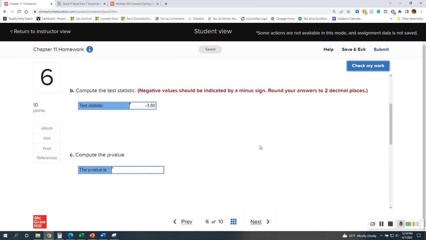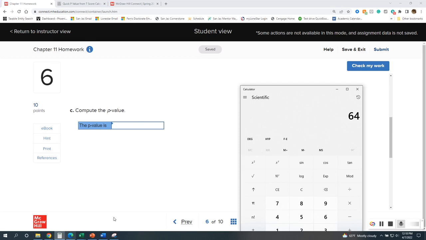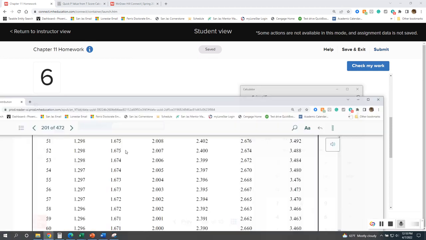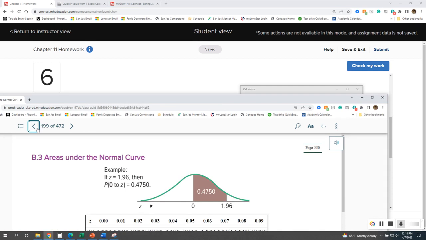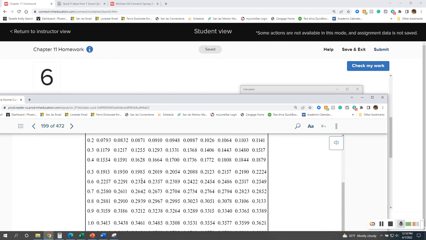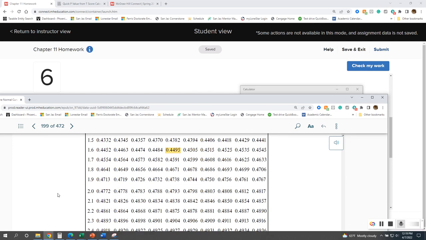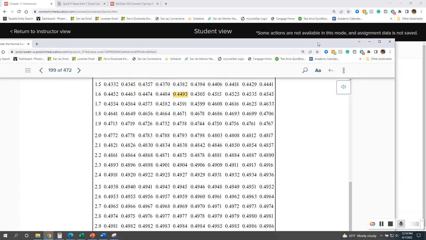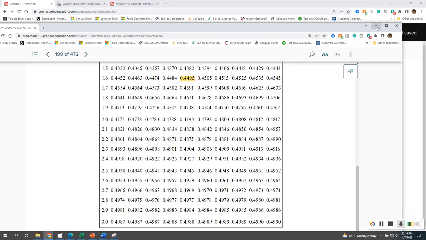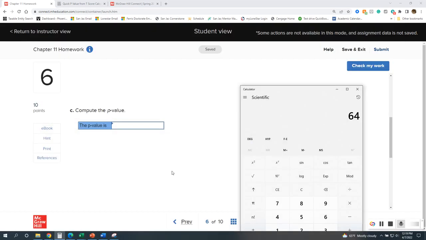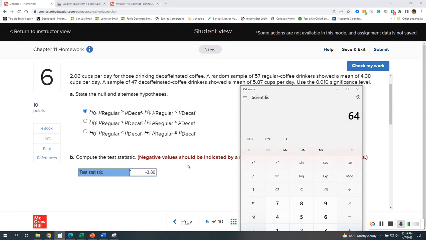Okay, now it's time to compute the p-value. Since this is a z chart, this one's a little bit easier. T-value is the one that's the tough one that we need a p-value calculator. So z-value, we can go not to calculator, to our table. We're going to look at 3. If we have it. We don't even have that.